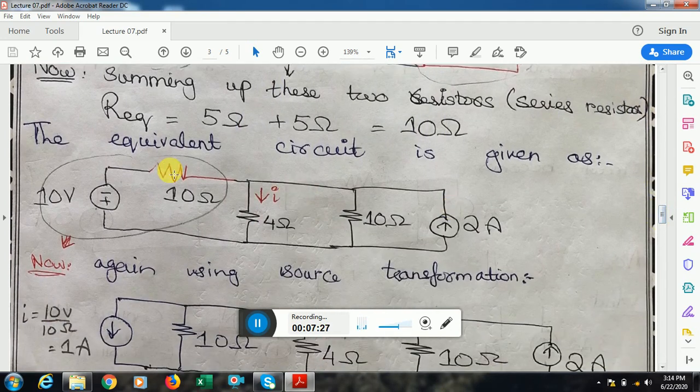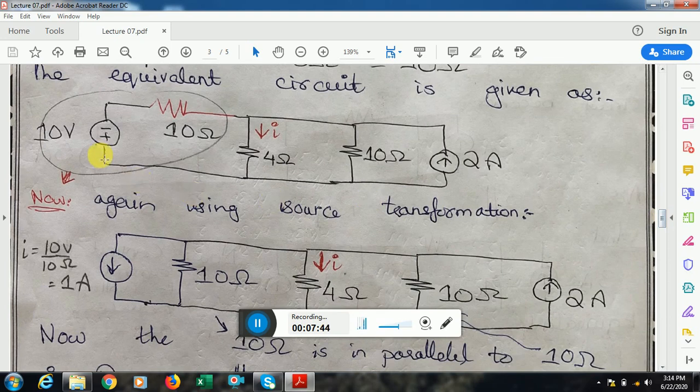Now I have to find this I, but what I'll do is I can simplify the circuit by doing source transformation again over here. So I again source transform this circuit. This is a voltage source in series with a resistance, so I can change it into a current source. Now the plus polarity is downward, so the current arrowhead will also be in the downward direction. I is equal to V by R. V is 10, the R resistance value is also 10, so the resultant current value is 1 ampere. The same 10 ohm resistance goes into parallel. And the rest of the circuit is the same. We are not going to change it.